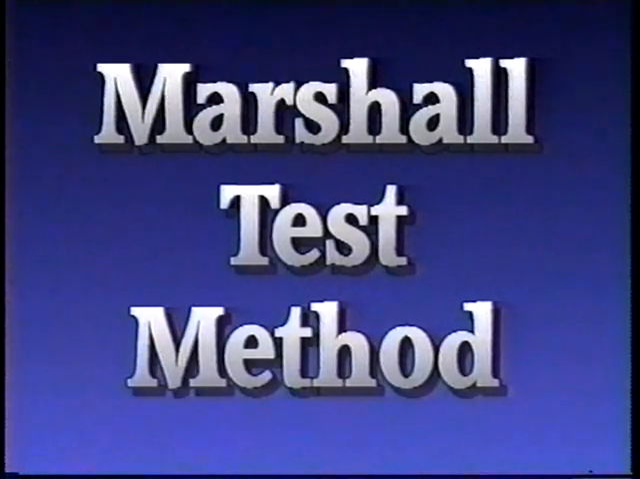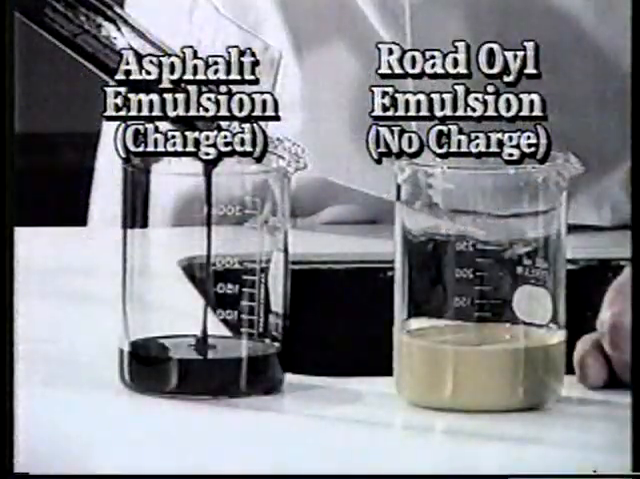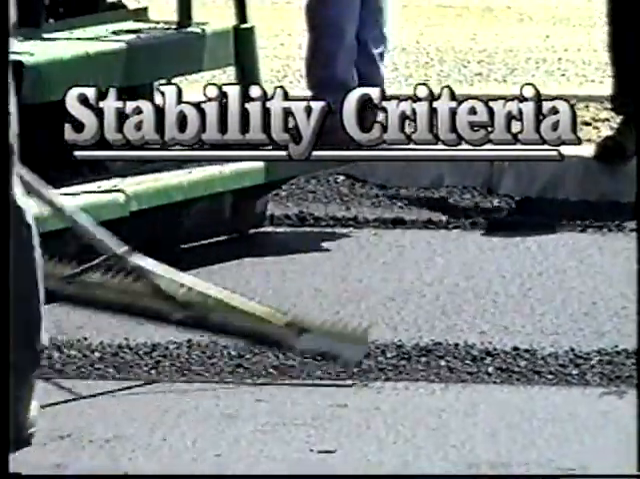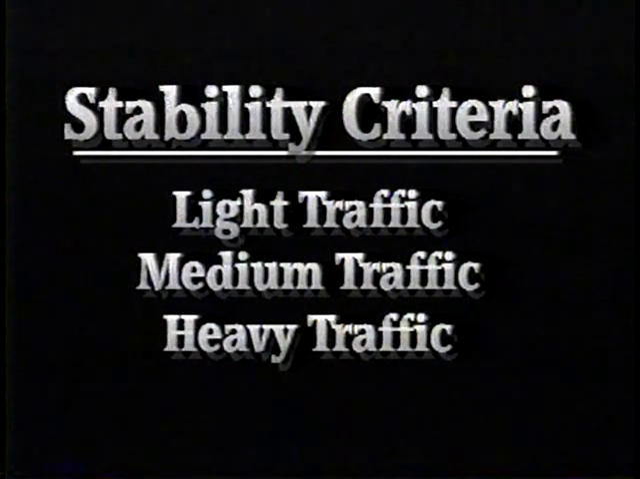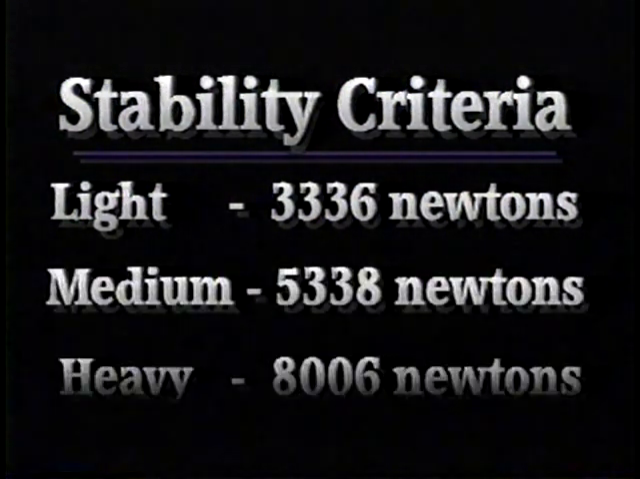Using the Marshall design criteria standardized by the Asphalt Institute for hot mix asphalt concrete and asphalt emulsion pavement construction, we can provide a comparison in bonding strength between asphalt binders and the road oil resin binder. Stability criteria are provided only as minimum limits. Limits which increase as traffic classifications are upgraded from light traffic to medium traffic and to heavy traffic. Stability criteria range from a 750-pound minimum for light traffic up to an 1,800-pound minimum for heavy traffic. Expressed in metric units, that range is from 3,336 newtons to 8,006 newtons.